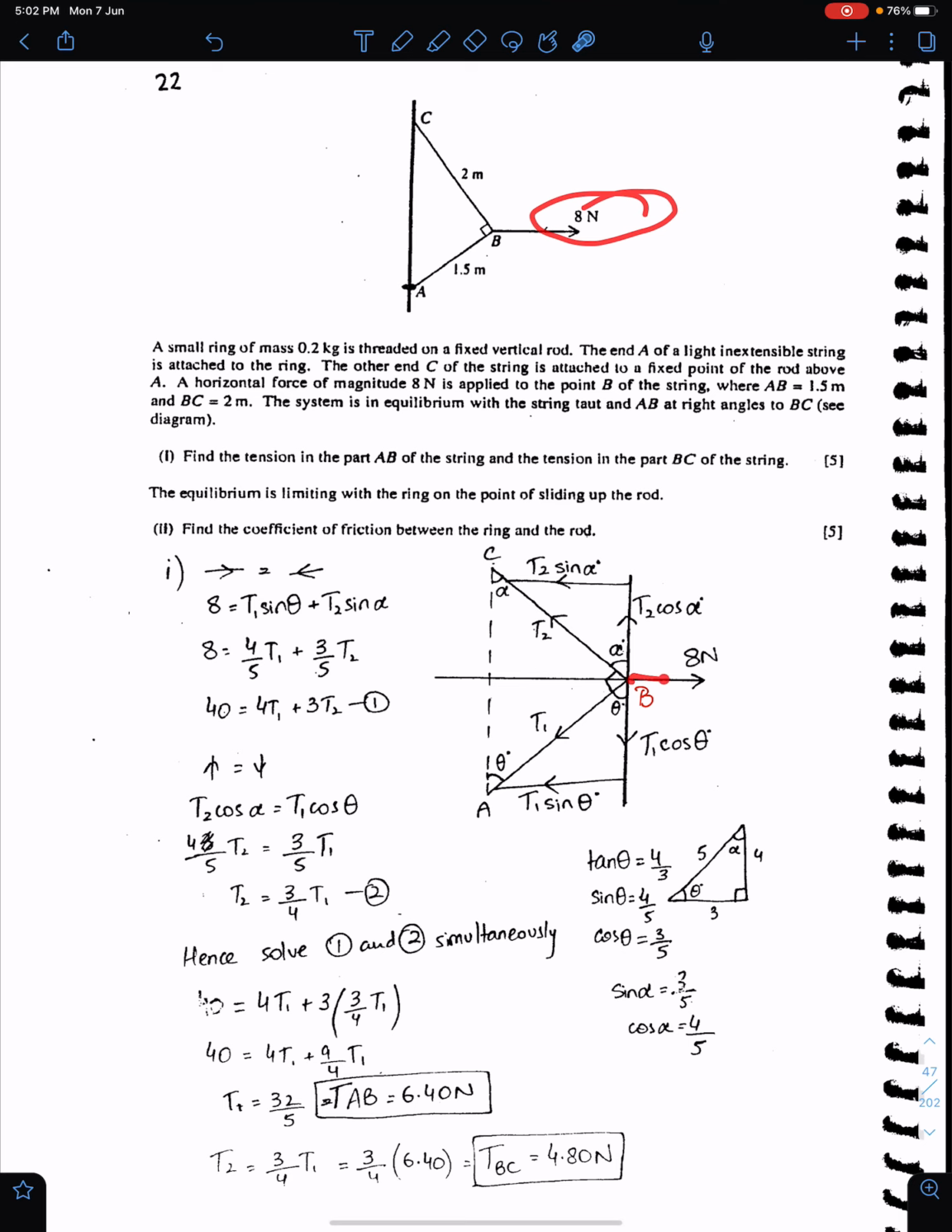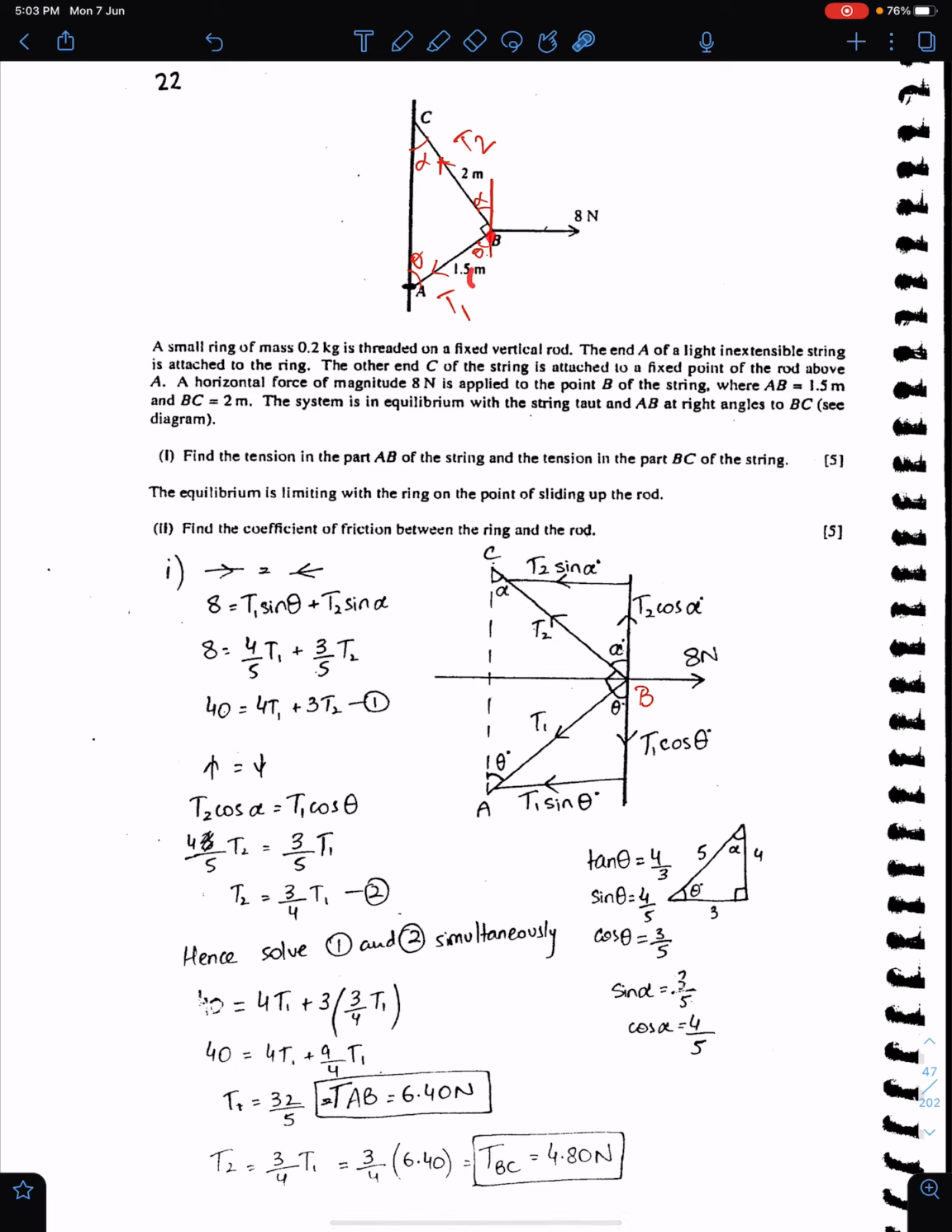8 Newton force is here. This is T2, you can suppose this as T2. This is T1 with angles theta and alpha. And because of alternate angles, this will become alpha. By the alternate angles property, this will be alpha and this will be theta.